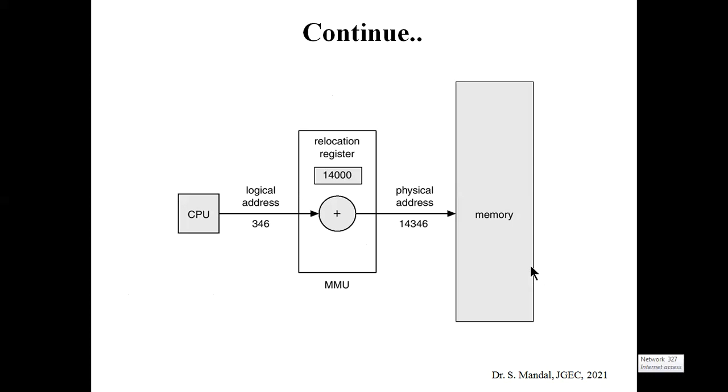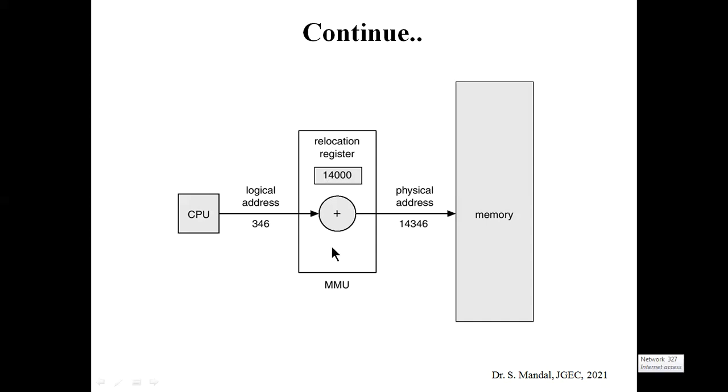Suppose the CPU generates a logical address 346. Obviously 346 is a decimal number, but the CPU actually generates it in terms of a binary number like 101010. To understand it, let's consider that this is the logical address and it indicates 346. Now this is not the actual memory location in the main memory. To convert this logical address into the physical address, we need to use the MMU, and in the MMU there is a relocation register. Suppose the content of the relocation register is 14000.